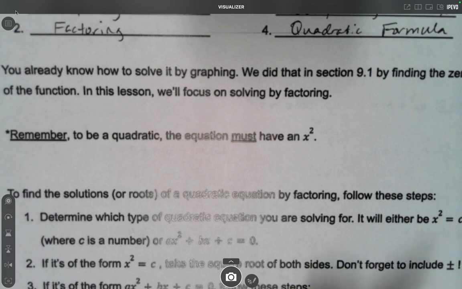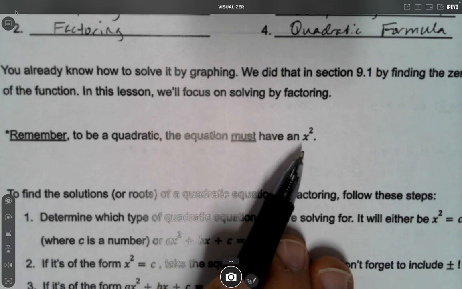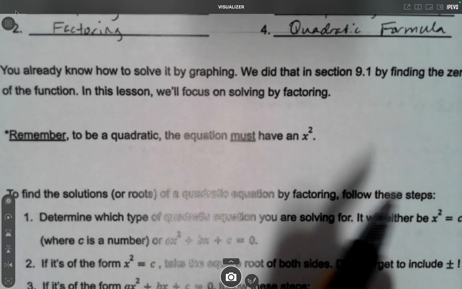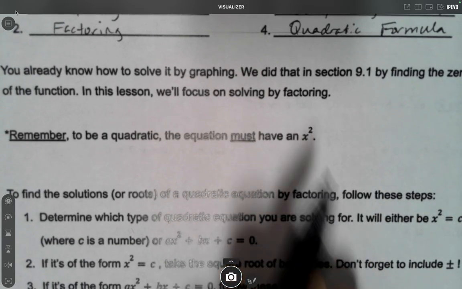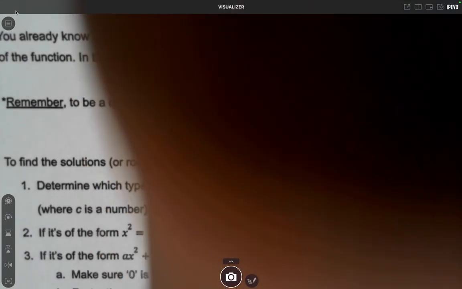So just a reminder that quadratic means the equation has to have an x squared. Now it can be 2x squared or 3x squared or just x squared, but there has to be an x with an exponent of 2 or it's not quadratic.